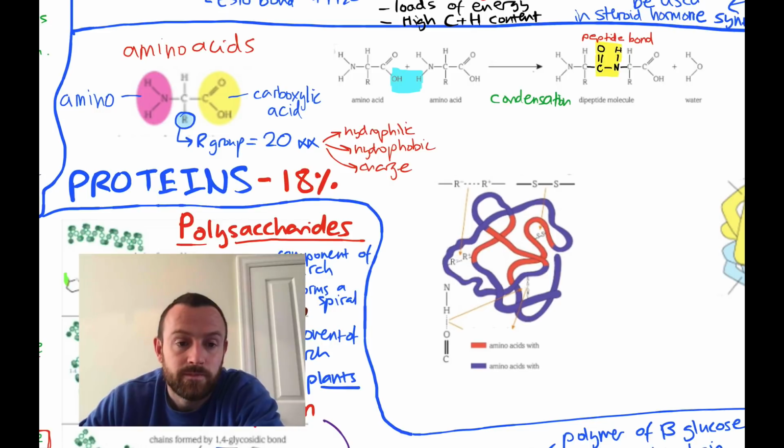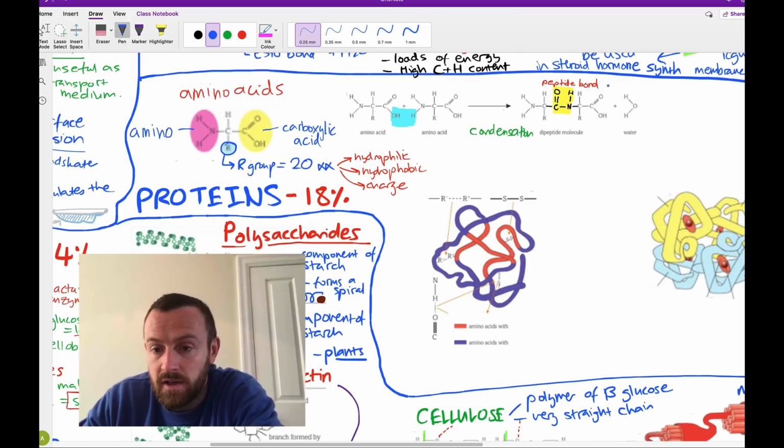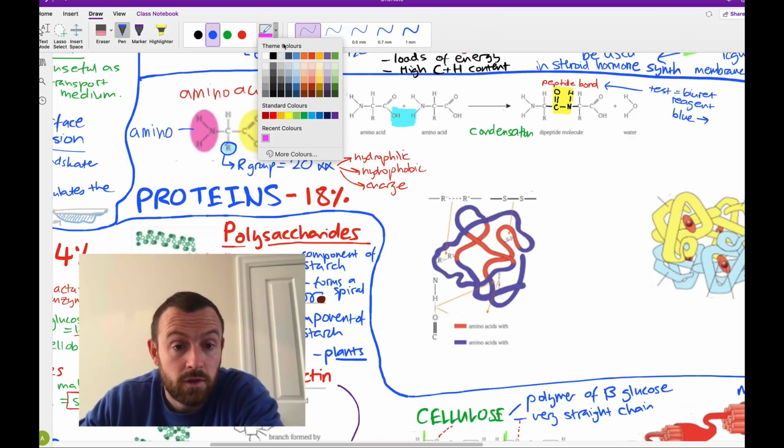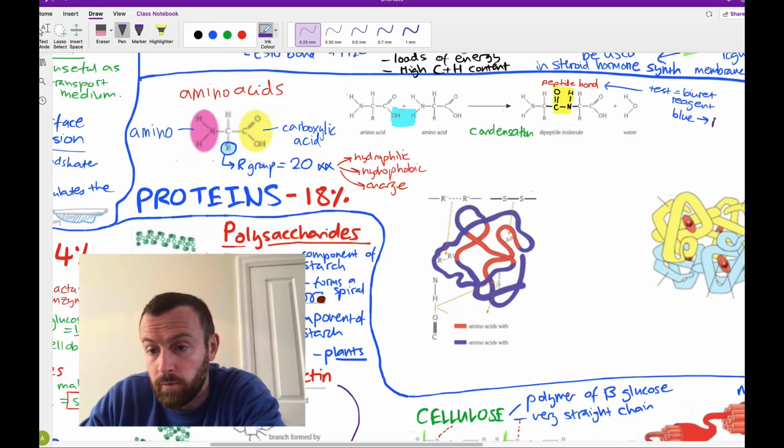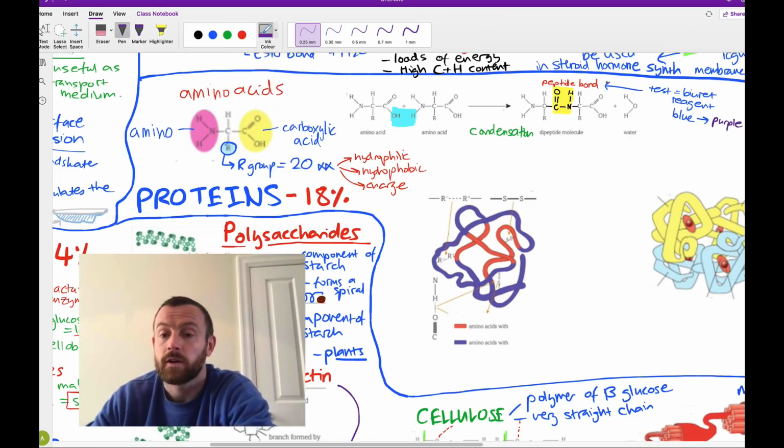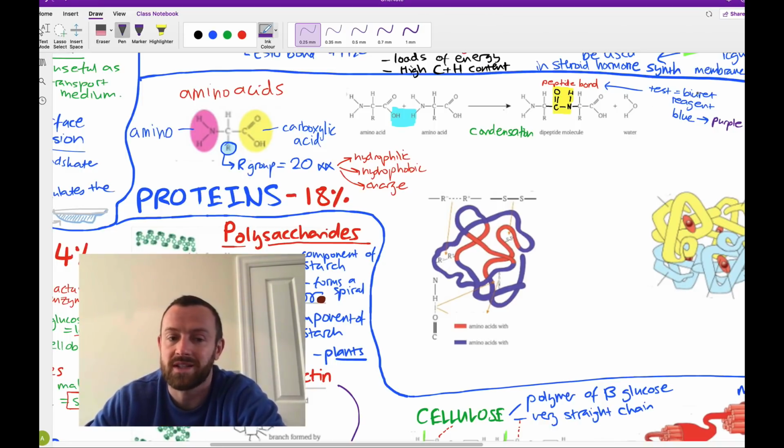Now, actually, I haven't really talked too much about food tests, but I'll briefly mention the food test for proteins. The test equals Biuret reagent, and it goes blue to, let's do it with the ink color, blue to a kind of purple. Okay, and it only tests for the peptide bond. So the Biuret reagent will not detect just amino acids floating around on their own, but it will detect peptides.